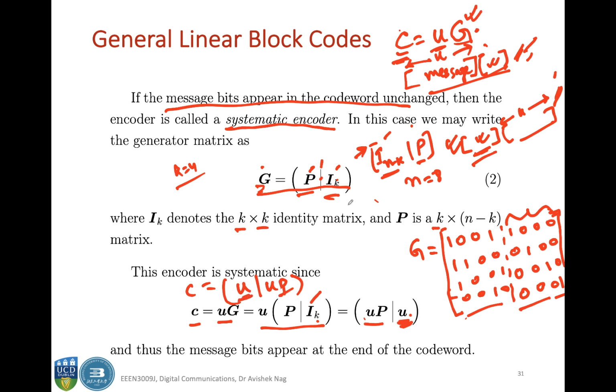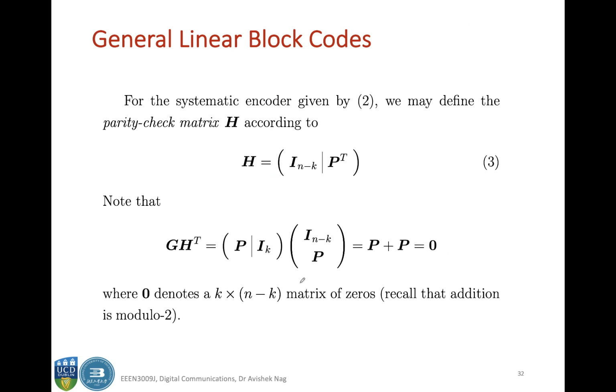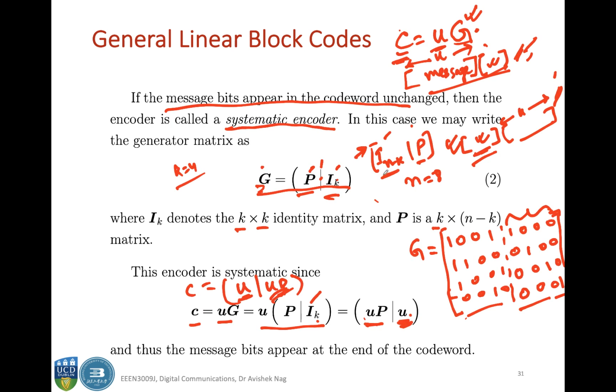So basically when you are multiplying this P matrix with your U, this P matrix is contributing to the check bits, okay, here also, okay. So this is called a systematic encoder or systematic linear block code, okay. And just remember one form, just remember this form, but both are valid, okay.